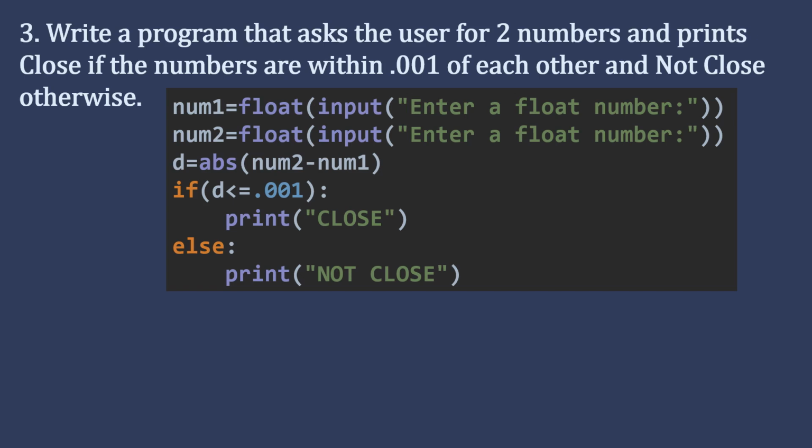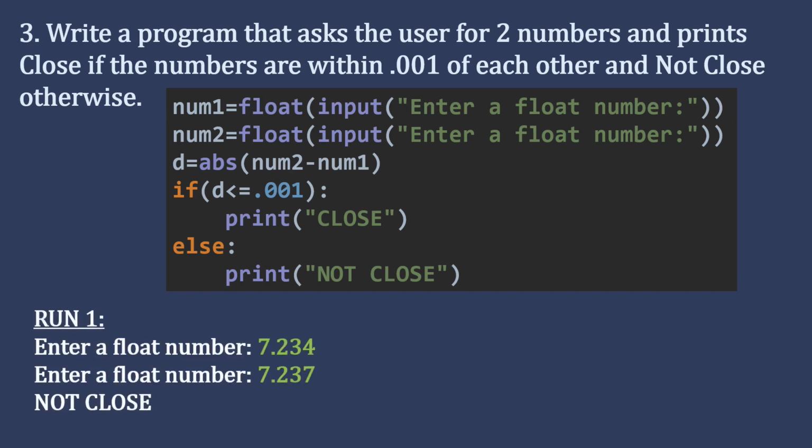Now d is a variable which will store the difference between these two numbers, num2 minus num1. And here we have used the abs function. The abs function is used to give the absolute value of the number. That means if the value is a negative number, then the output will be a positive number. Now it will check if d value is less than or equal to 0.001 or not. If it is, then it will print close. Otherwise, it will print not close.